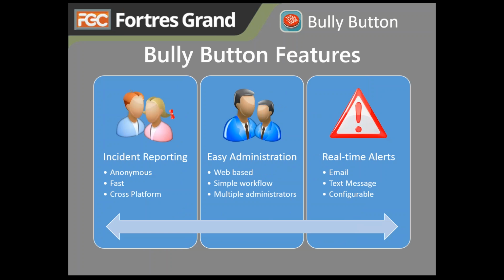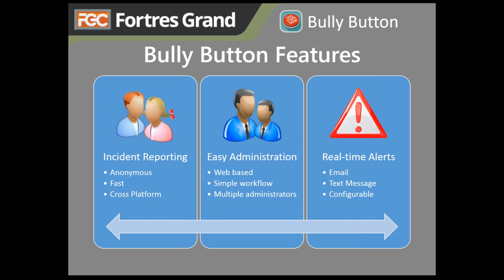The features of Bully Button are categorized into incident reporting. The incident reporting is anonymous, it's very fast, and it's cross-platform, so you don't have to have an app installed. Students don't need to have a specific brand of phone, whether it's iOS or Android or anything else. They just do this through a web page. You can provide links on school websites to get to the spot where you report the bullying incident.